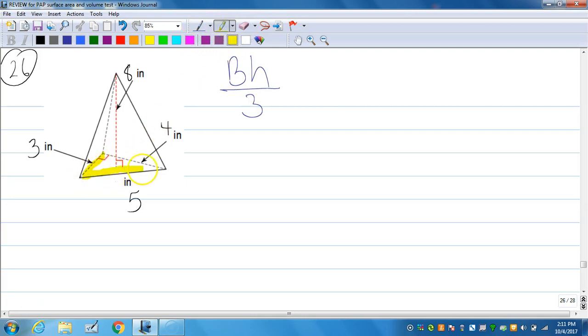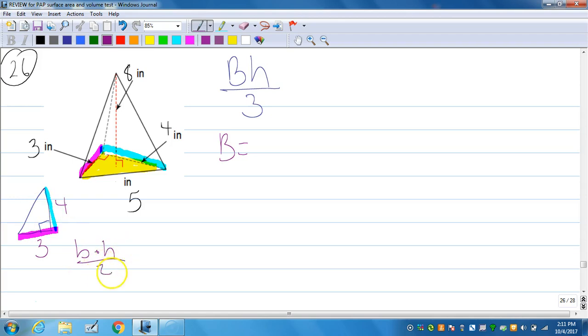Here is my base. If we draw it, this is the bottom. Here's the height. And then this is the other number, but we don't need it because we're not looking for perimeter. So this is 3. This is 4. B means area of the base. Find the area of this shape: base times height over 2. The base is the pink one, purple one, whatever.